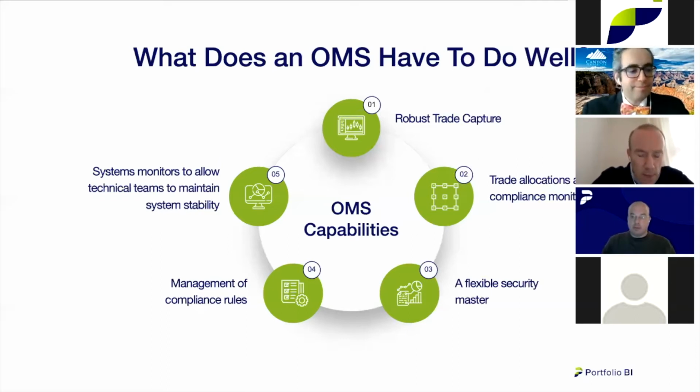Okay, so yeah, we've been talking about the attributes, the benefits, capabilities, I should say, of a multi-asset class OMS. But Johan, what would be the risk or downside to an order management system that is not multi-asset class?